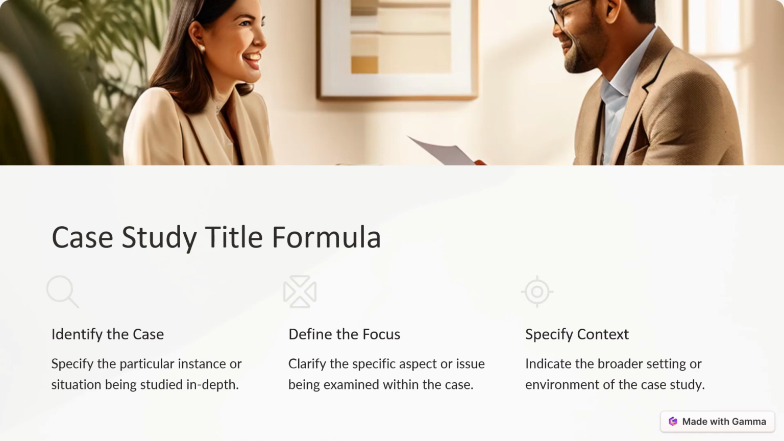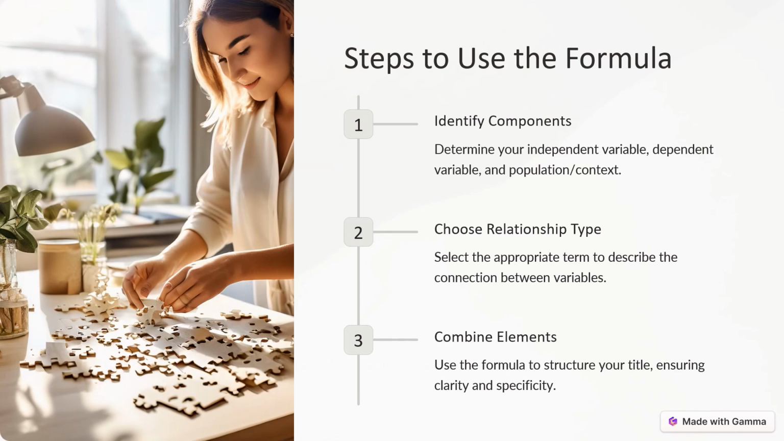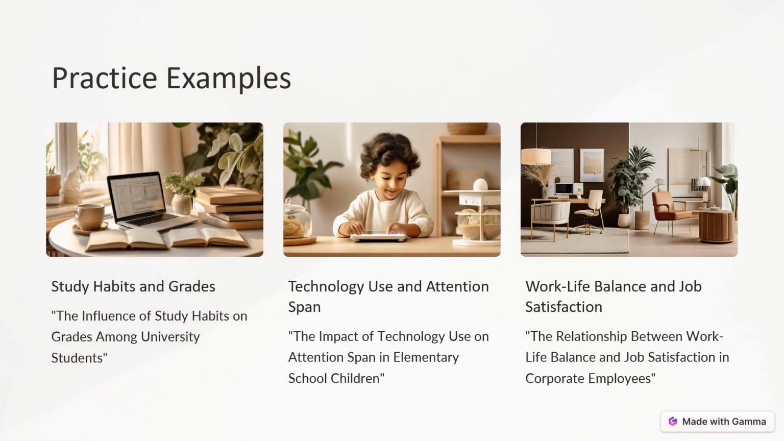Practice examples. Topic: Study habits and grades. Formula: the influence of IV on DV in population/context. Title: the influence of study habits on grades among university students. Topic: technology use and attention span. Formula: the effect/impact of IV on DV in population/context. Title: the impact of technology use on attention span in elementary school children.